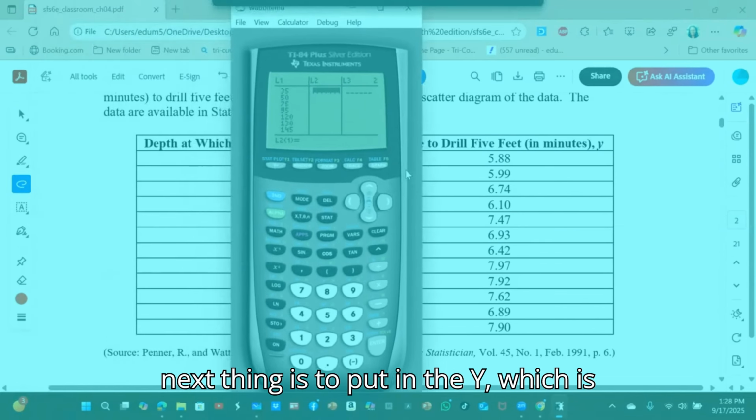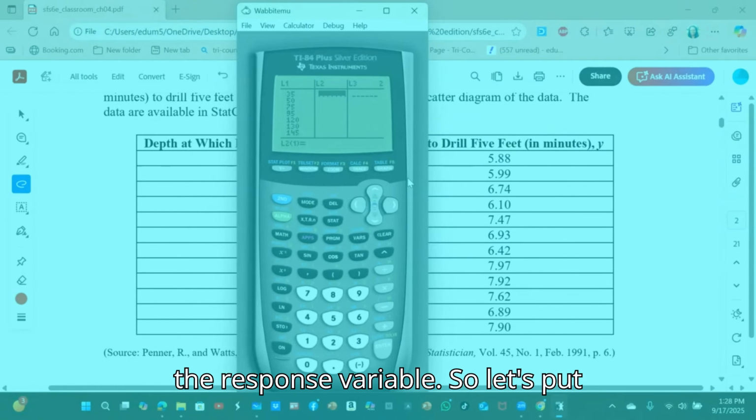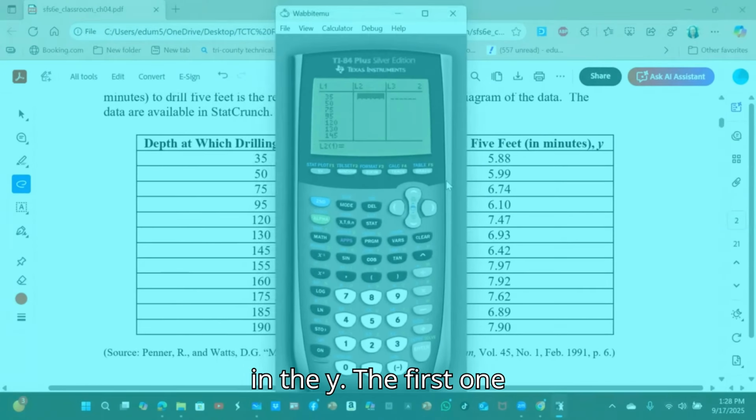All right. So the next one is to put in the Y, which is the response variable. So let's put in the Y. The first one that corresponds to the 35 is 5.88. 5.88 feet. All right.